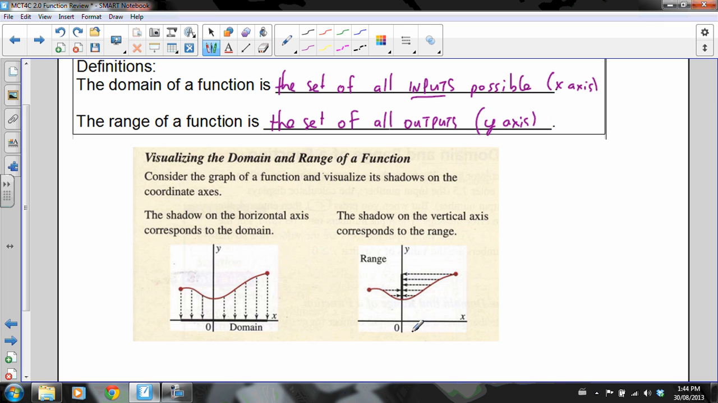And similarly, the range is the shadow on the y-axis, on the vertical axis. So it goes as low as this spot right here, and then all of this stuff has shadow on it, some of them from both sides to here. So I'd have to describe the range as this set of numbers right there. Okay, and we're going to practice writing these as sets of numbers and picking out the domain and range in a second.